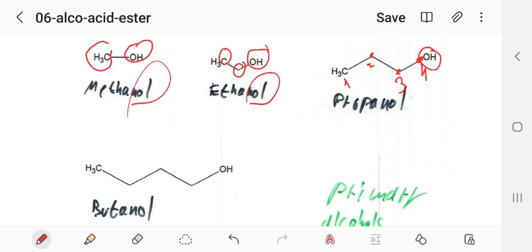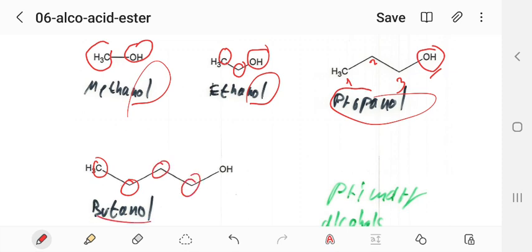Sorry, this is only 3. Here, for example, we also have a hydroxy group, so it's an alcohol, and we have 1, 2, 3 carbons in the chain, and therefore this is a propanol. In this case, we have 1, 2, 3, 4 carbons, therefore it's a butanol with a functional group.